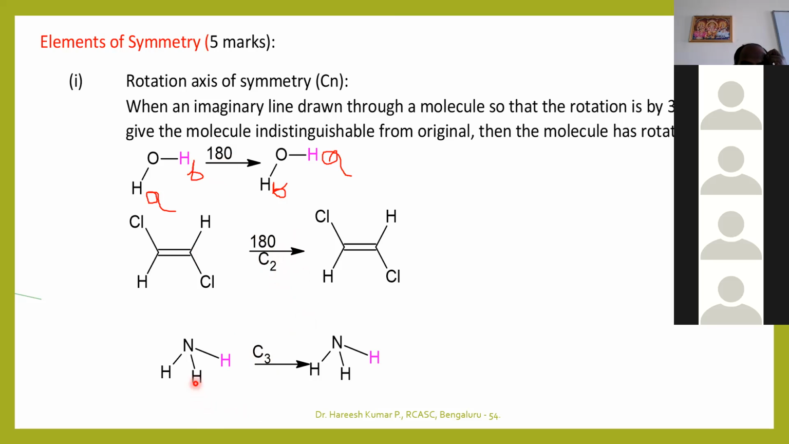An imaginary line is passing through the compound, and after rotation, if the molecule is indistinguishable from the original, then such compounds exhibit a rotational axis of symmetry.